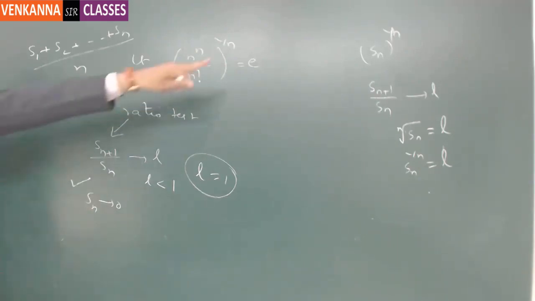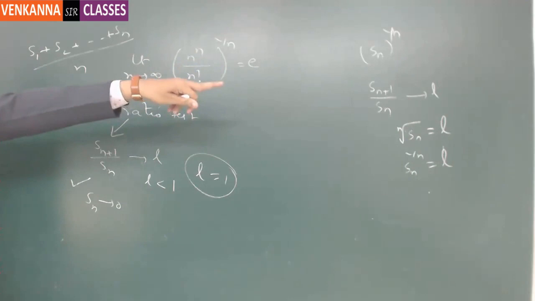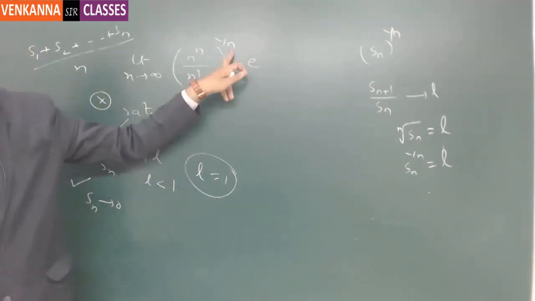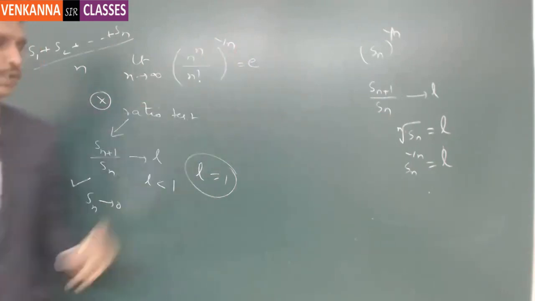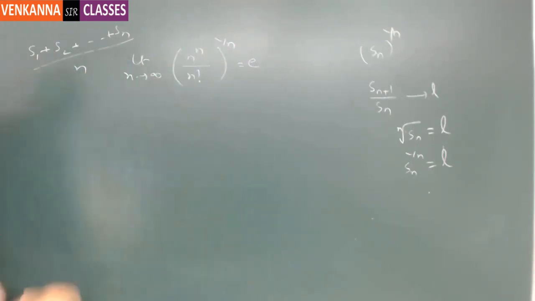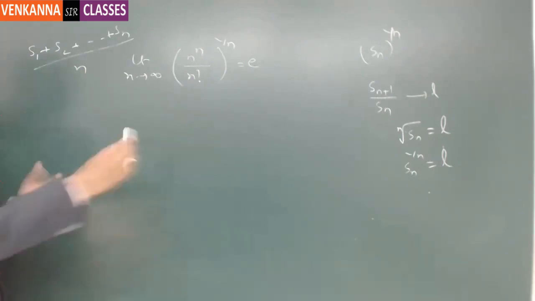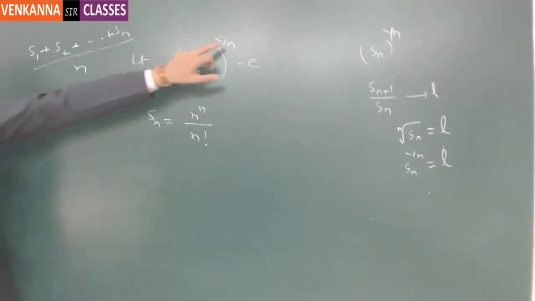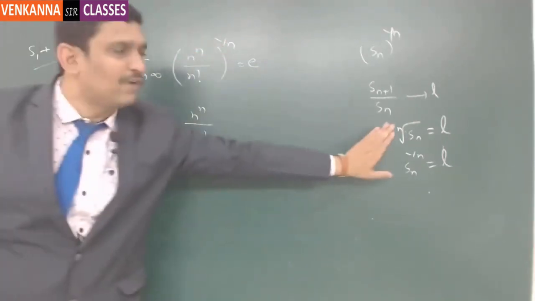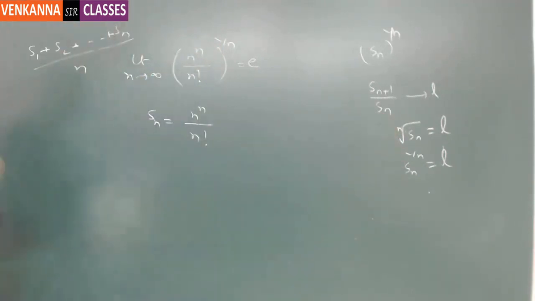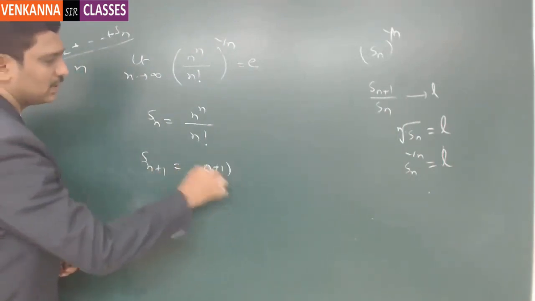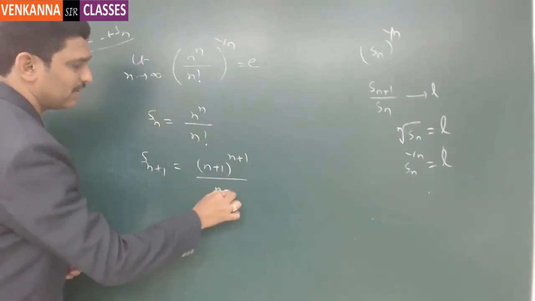So I am going to make use of that property, the nth root of Sn property. Please understand that whenever 1 by n is there, by default we apply the nth root technique. So we consider the sequence term Sn equal to n power n by n factorial. I am not taking the power; the power limit automatically comes while applying the result. So this is my sequence Sn, and this is Sn plus 1, n plus 1 whole power n plus 1 by n plus 1 factorial.